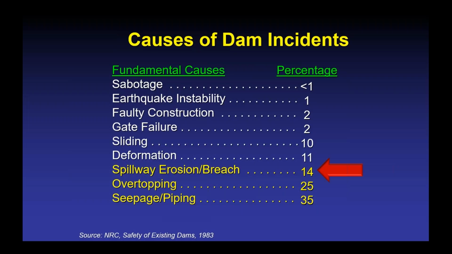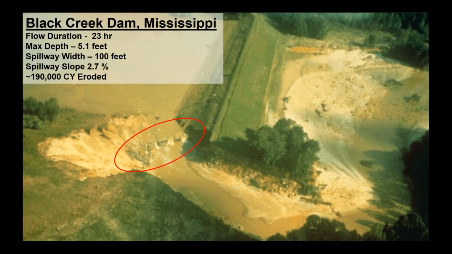And then we'll move on to the last major reason for dam incidents and talk about what to look at to identify the potential for spillway erosion and breaching. So here's an example of an NRCS dam in Mississippi, and the embankment appeared to perform satisfactorily, but obviously there was a problem with the auxiliary spillway.